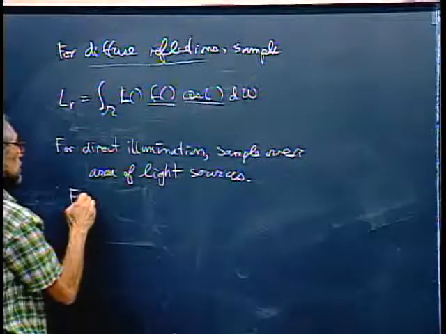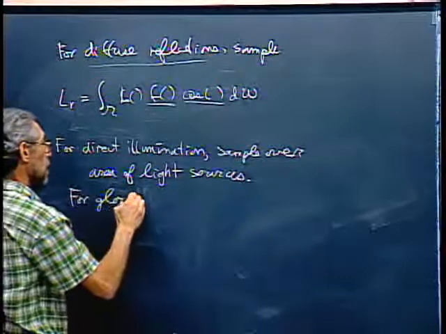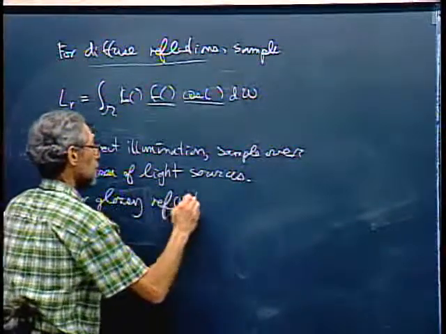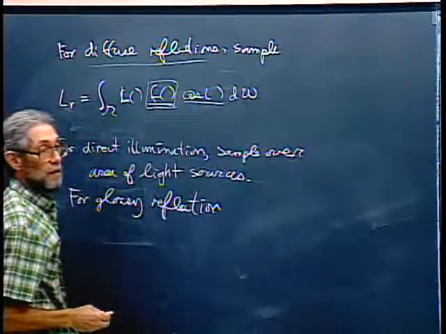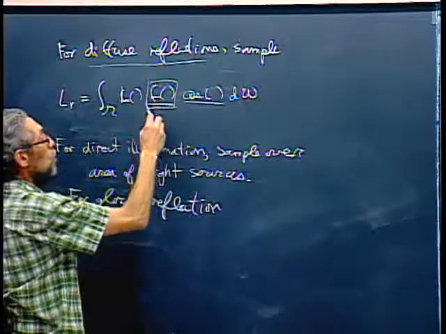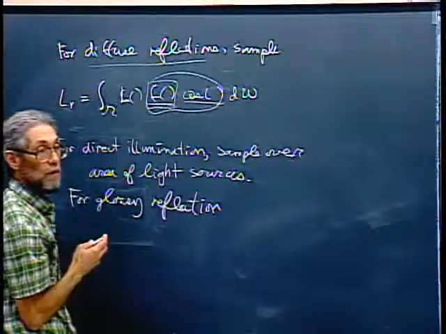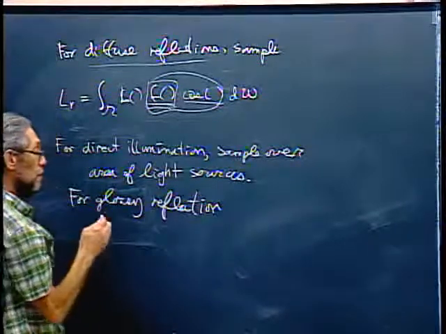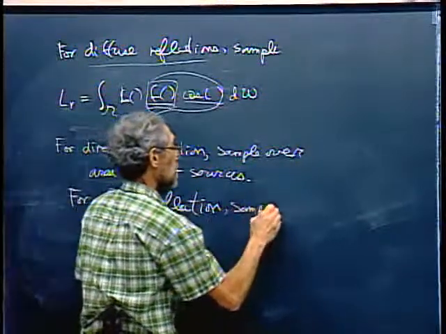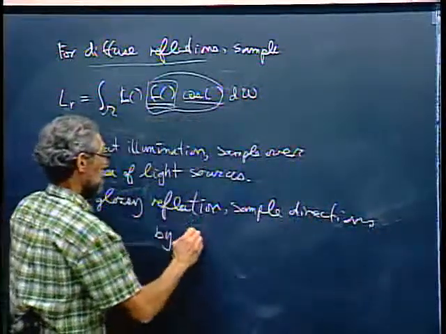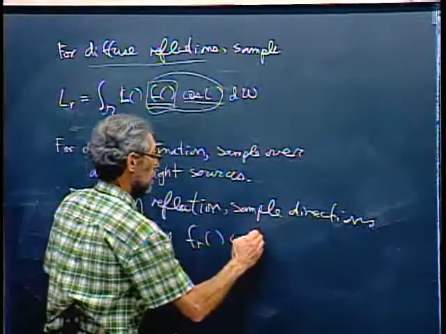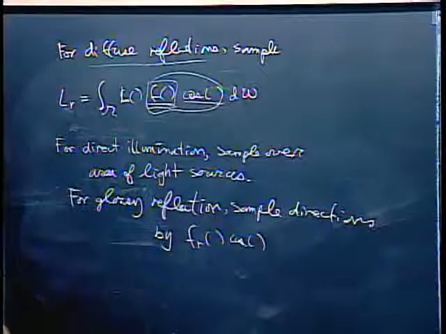For glossy reflection, that's when this isn't constant. Then probably you want to sample directions according to the product of these two, by the product of the FR times the cosine. And I was going to show you that today, but I'm not sure I'll have time because what I want to talk about is why jittering is good.